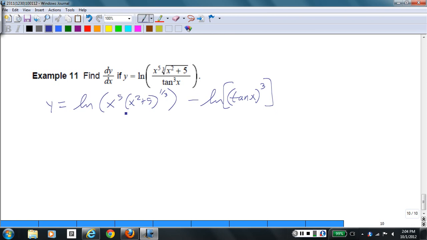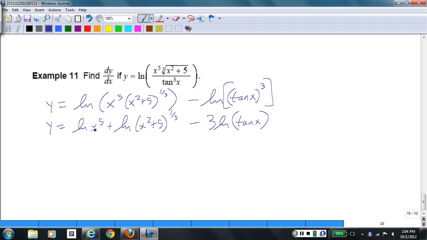And then we have the log of a product. So we say log of the product equals the sum of the logs, the natural log of x to the 5th plus the natural log of x squared plus 5 to the 1/3. And we could go ahead and do this here. Natural log of an expression raised to a power. What happens to the power? It goes in front, so 3 natural log of tangent x, like that.